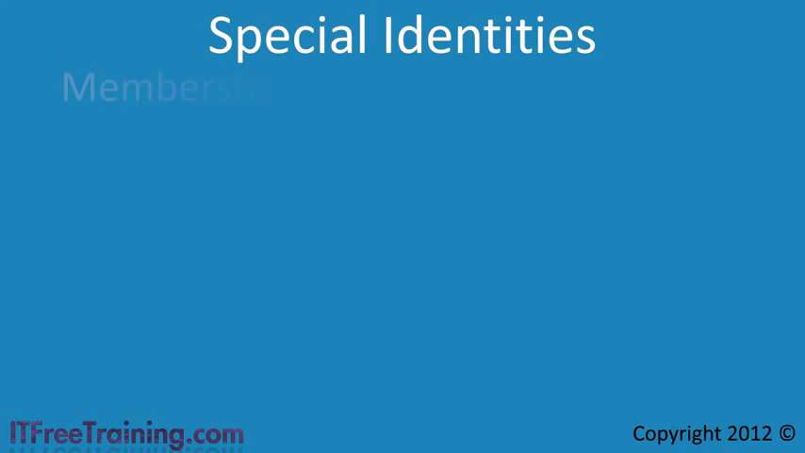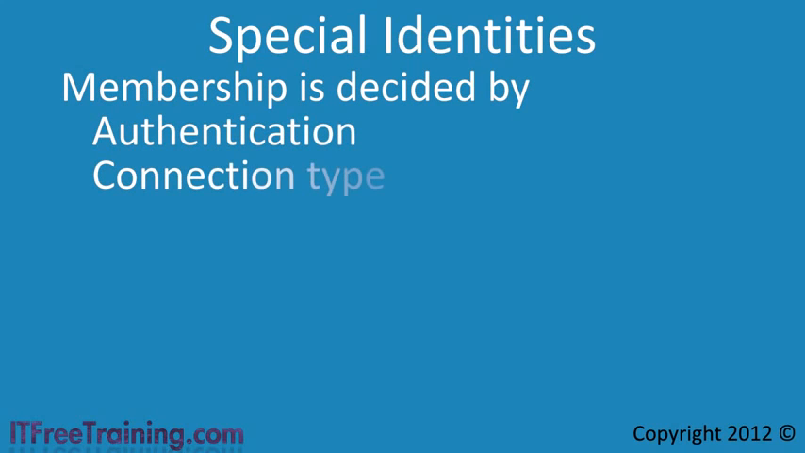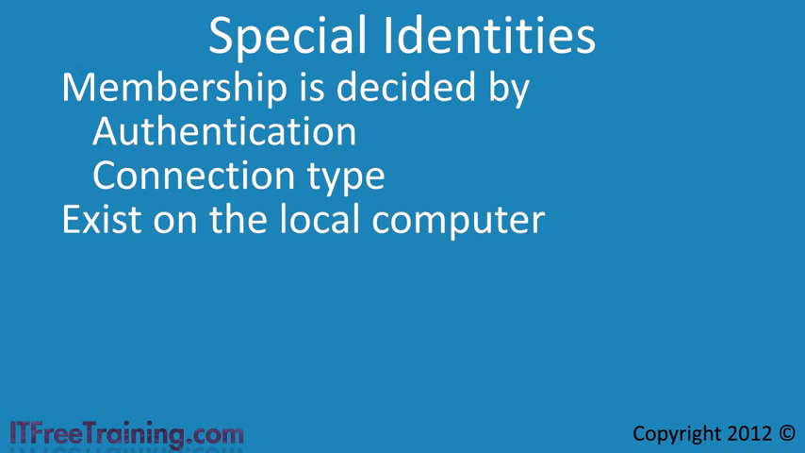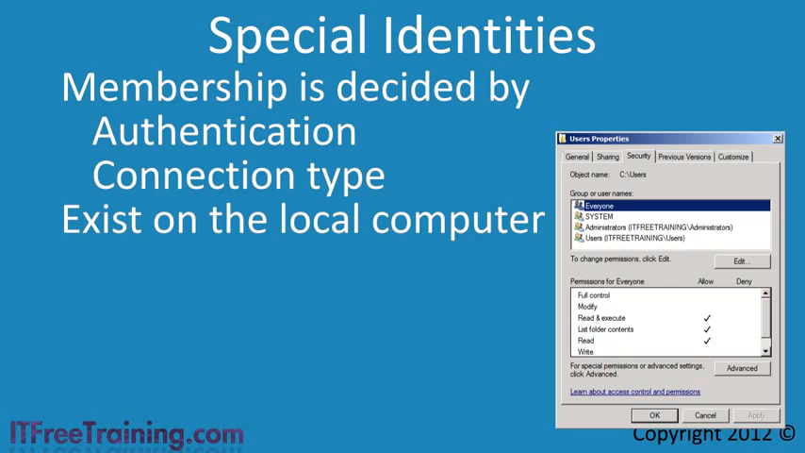Unlike groups, membership of a special identity is determined by authentication or by the type of connection. Special identities exist on the local computer only. You may have noticed some of these special identities when looking at permissions in Windows. As shown here, the Everyone special identity is set as one of the permissions on this folder. If you have copied files between different computers, the permissions for these files are also copied.